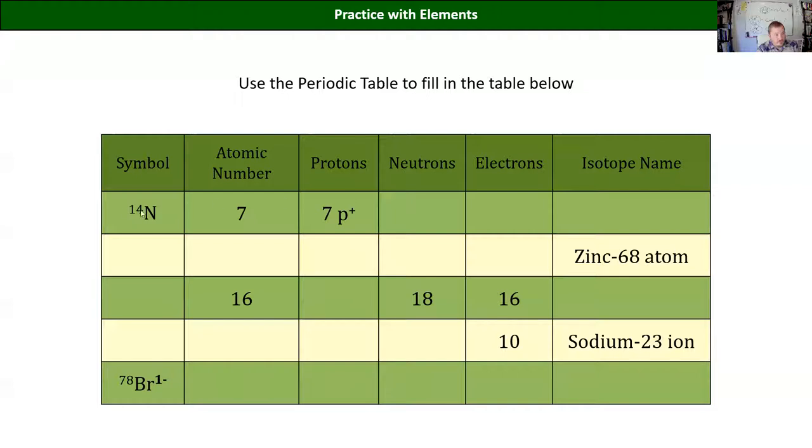The number of neutrons we're going to get by taking the mass number that's given. If we're talking about a specific isotope, it's always going to be a superscript to the left of the symbol. So if the total mass is 14, our number of neutrons is going to be 14 minus the 7 protons. In other words, 7 neutrons.